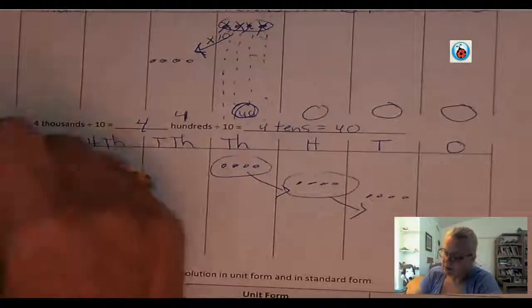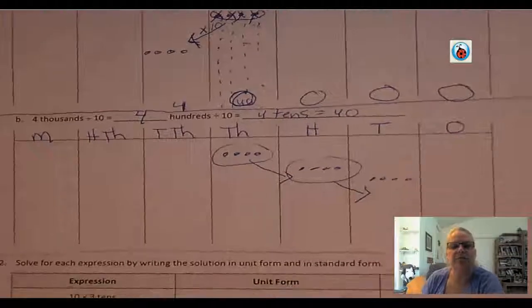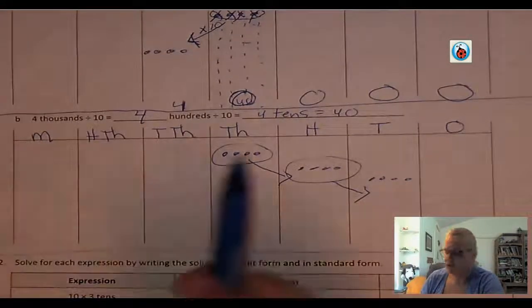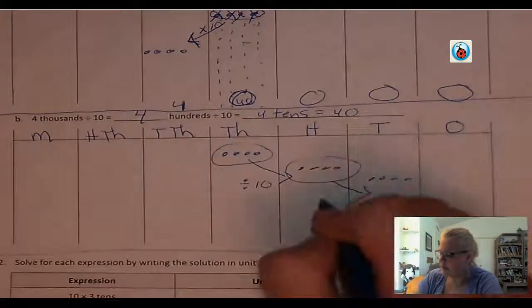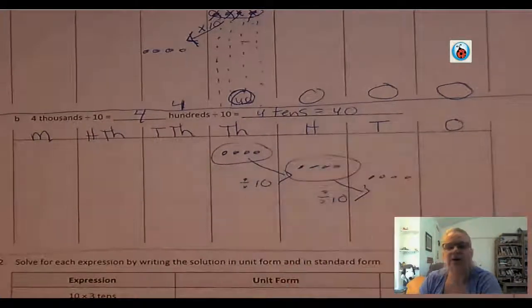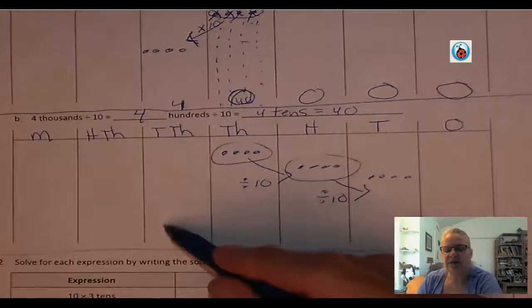Okay. So I'm going to draw a line under here because I'm getting confused. So that's that problem. So 4 thousands divided by 10, put a divided by 10 sign here, and a divided by 10 sign here. When you divide by 10, you go to the right. When you multiply by 10, you go to the left.